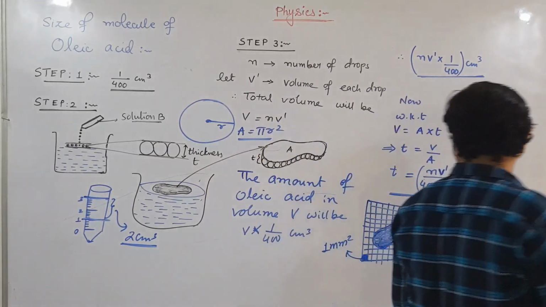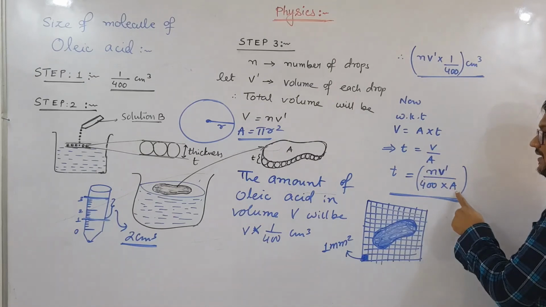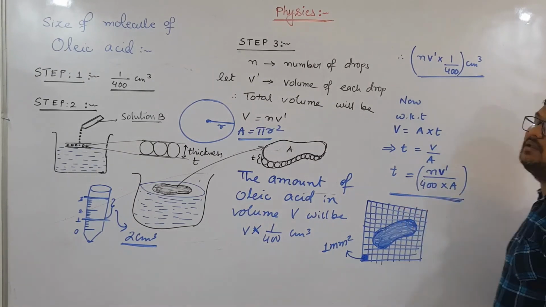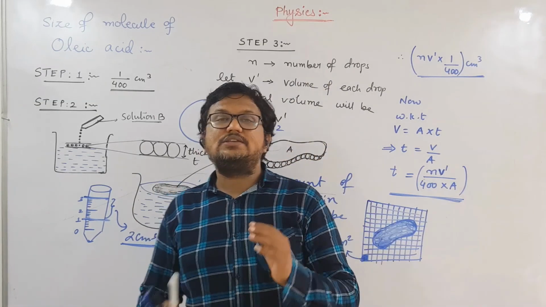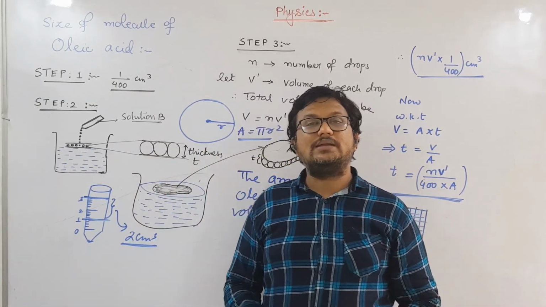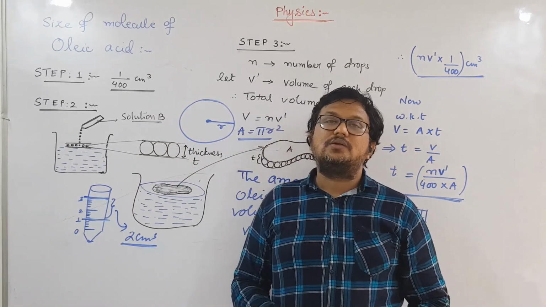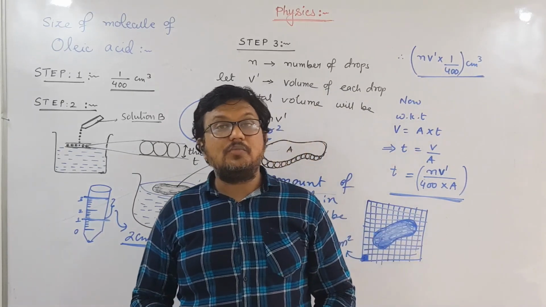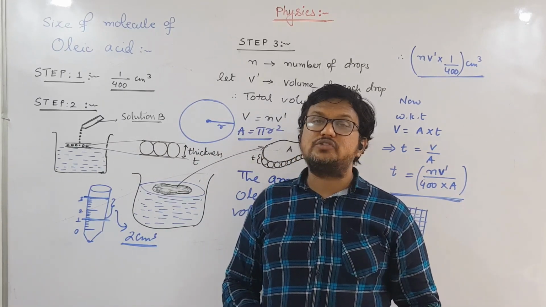So now in this equation, we know the volume, we have already calculated the number of drops, and the area is also known to us. We can easily find the thickness of the oleic acid molecules, and this thickness will be of the order of 10 raised to minus 8 to 10 raised to minus 9 meter. So this is a simple method to find the diameter of the molecules of oleic acid.